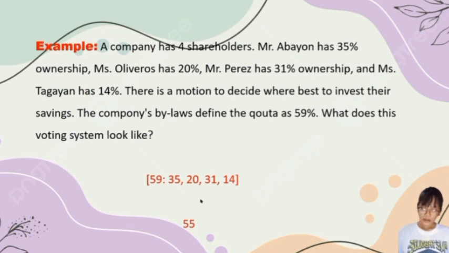So, ibig sabihin, kapag si Mr. Abayon and Miss Oliveros ay nag-invest sila ng savings nila sa bangko, ang total weights nila ay 55. 55% lang. Means, kailangan pa nila ng isang boto. Pwedeng si third person or si fourth.